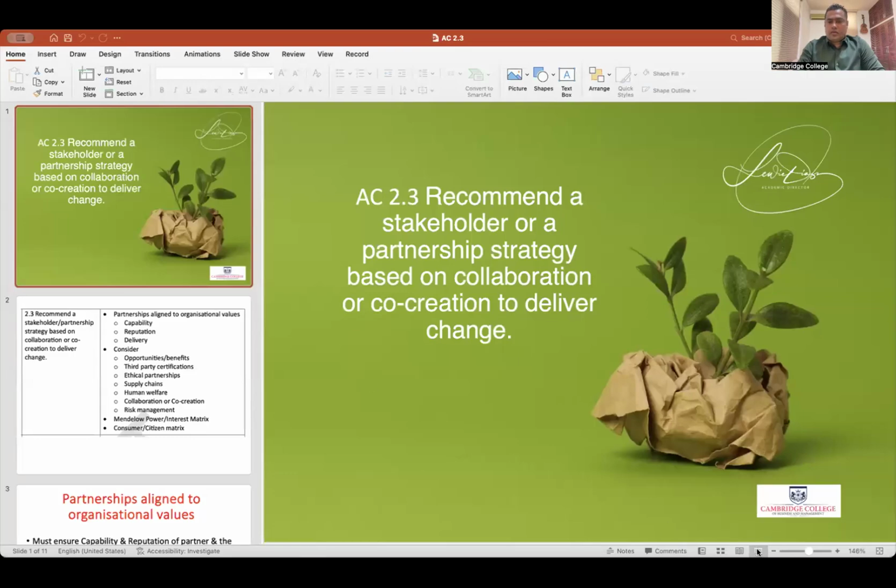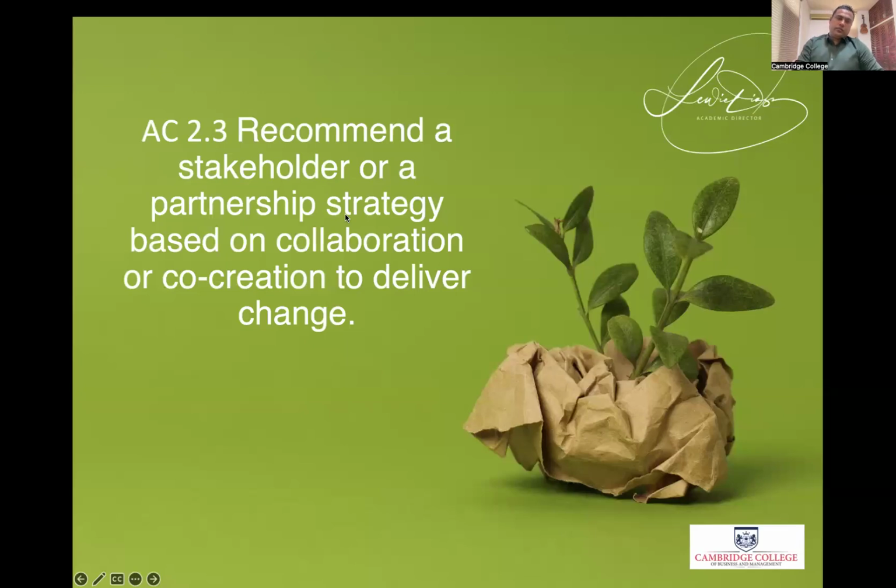Hi, let us now look at assessment criteria 2.3 for societal impact. So here we are going to discuss a few important theories. We're going to look at how the stakeholder concept or a partnership strategy based on collaborative stakeholder partnerships or co-creation strategies will be important to deliver a change program in an organization.